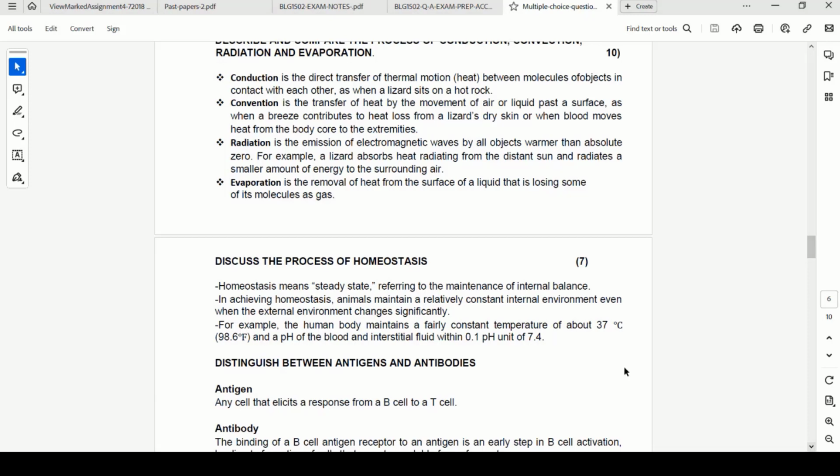So you're going to have to know, for both BLG1501 and BLG1502, you're not going to avoid a question which will include homeostasis. So please make sure you are comfortable enough to be able to state and explain what homeostasis is. Do that and know that.